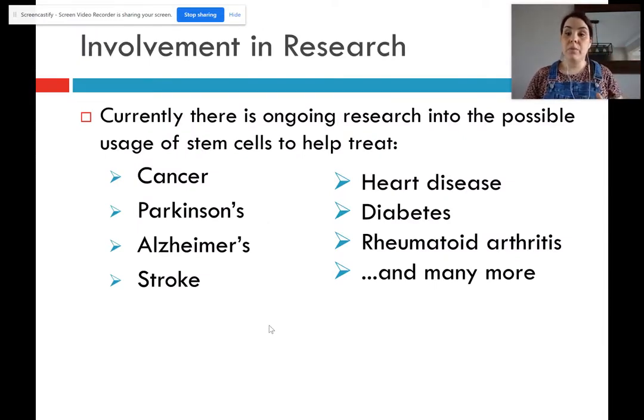Stem cells you may have heard of before. We hear a lot about them in the news. They're used a lot in research for possible treatment methods for different diseases like cancer, Parkinson's, Alzheimer's, stroke victims, heart disease, diabetes, rheumatoid arthritis, lots and lots of other things.